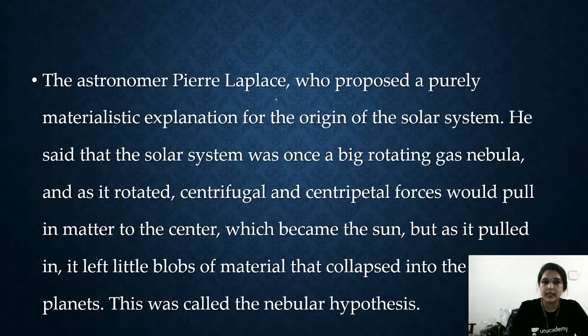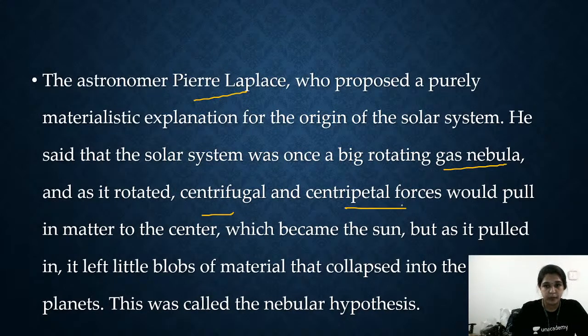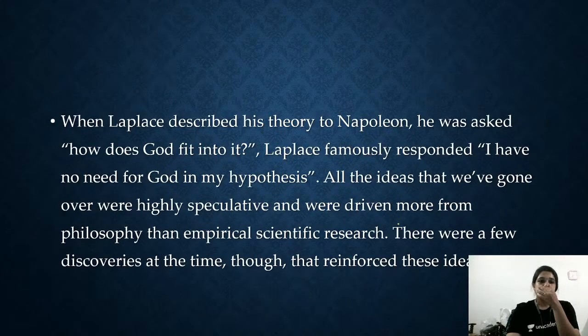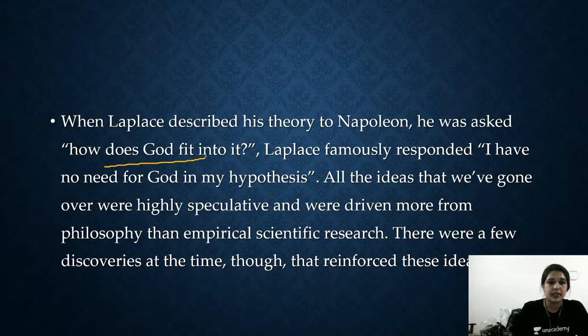And then the astronomer Laplace proposed a purely materialistic explanation for the origin of the solar system. He said it was once a big rotating gas nebula, and as it rotated, centrifugal and centripetal forces pulled the matter to the center, which became the sun. Then planets were created. Fine. So when Laplace described this theory to Napoleon, Napoleon asked, how does God fit into it?